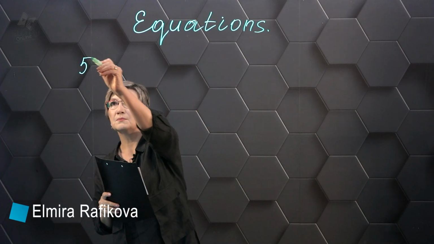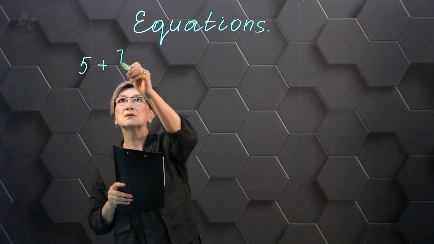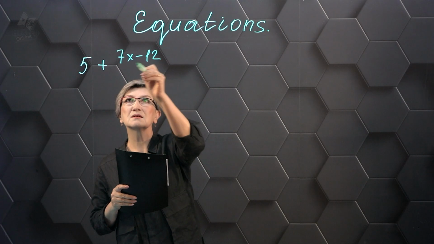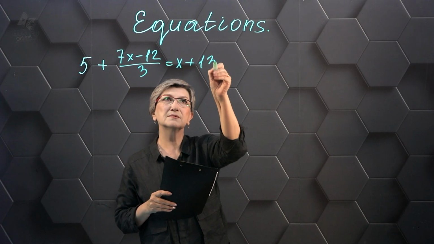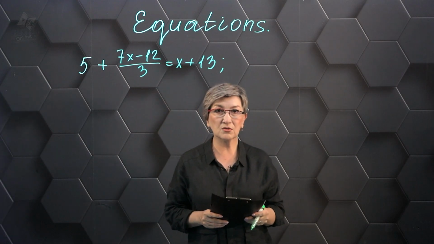It looks like this: 5 plus (7x minus 12) divided by 3 equals x plus 13. Now we need to solve this equation.